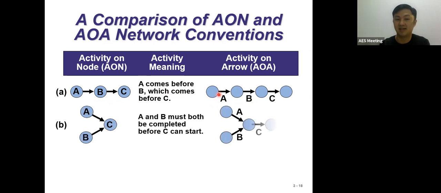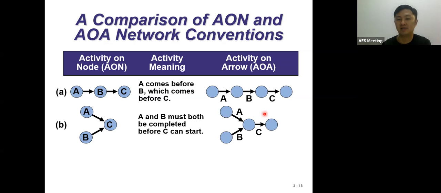So let's see the second. A and B must be completed, and only then can C start. So what is the understanding? Your A and B will be running in parallel. So A and B will come first, then only the C activity will begin. So that is quite clear for the AON and also the AOA here.